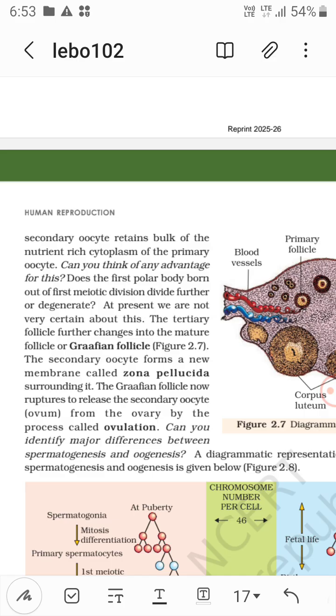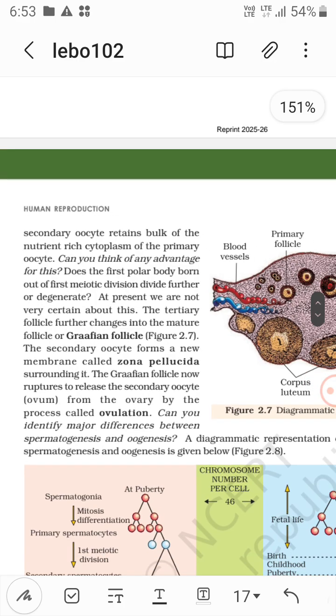The tertiary follicle further changes into the mature Graafian follicle, which now has the secondary oocyte. The secondary oocyte forms a new membrane called the zona pellucida surrounding it. The Graafian follicle now ruptures to release the secondary oocyte, that is the ovum, from the ovary by the process called ovulation.